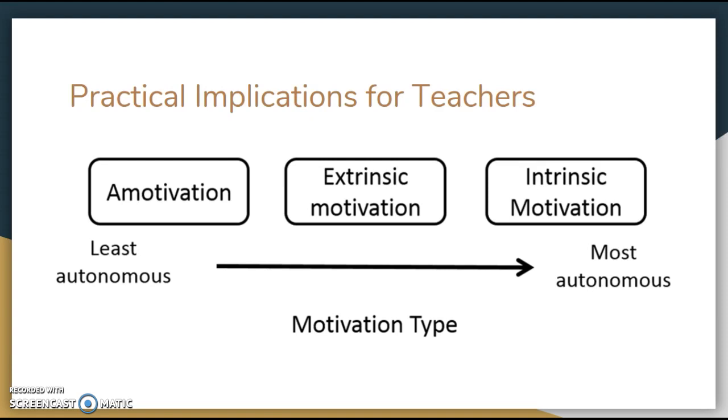So how does this apply to teaching, and what are some of the practical implications? Well, we can see that there's three types of motivation. There's amotivation, which is basically no motivation. There's extrinsic motivation and intrinsic motivation. Intrinsic motivation is the most autonomous, and we want to use strategies to promote intrinsic motivation in our classrooms because these are the most effective in terms of creating a conducive learning environment.